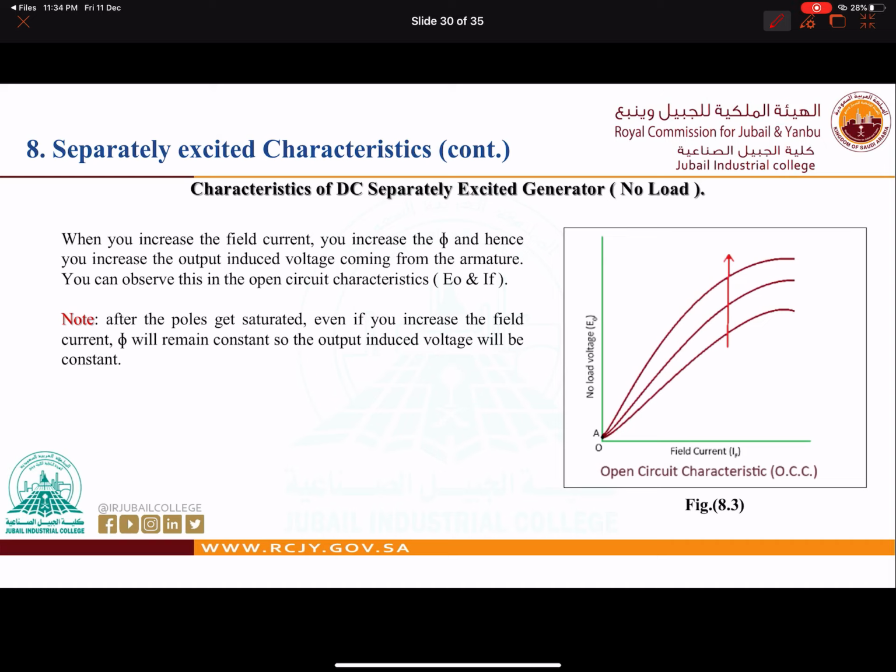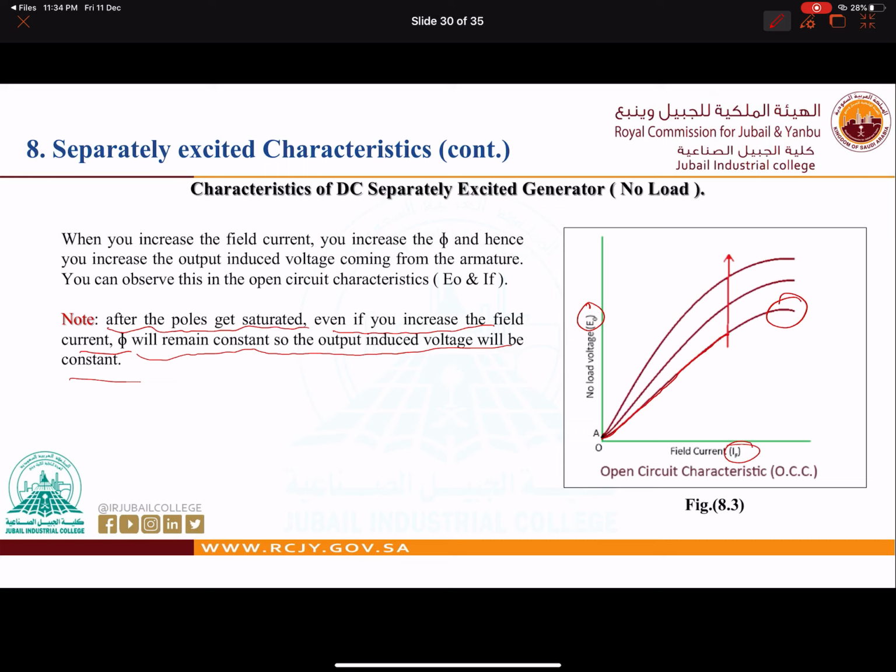Now for the characteristics of DC separately excited at no load, we can see here that after the poles get saturated, even if we increase the field current, the flux will remain constant, so the output induced voltage will be constant. This is the field current, and this is the output voltage. Because we don't have load, we keep increasing the current until, as you can see here, it is saturated, so we cannot increase anything.